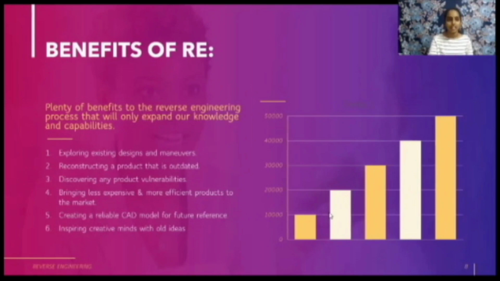The answer is reverse. Yes, literally, reverse engineering plays a huge role in sparking innovative and productive minds that produce necessities across every industry. The reverse engineering process includes taking apart worn down products and examining how each individual product works. They use that to invent new ones. There are plenty of benefits in this reverse engineering process that will only expand our knowledge and capabilities.